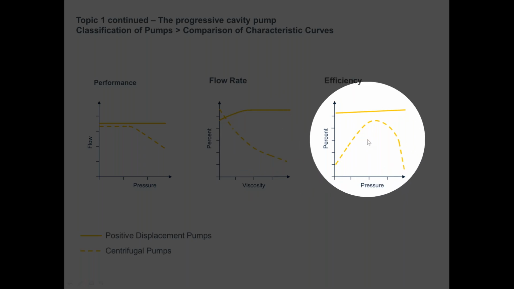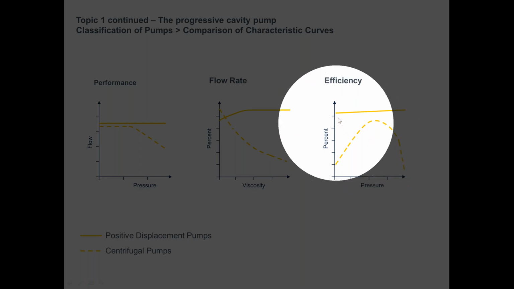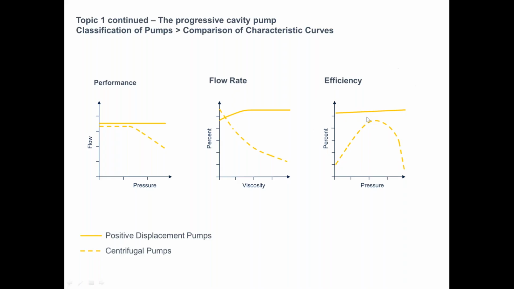Efficiency. So when we look at sizing these pumps, with a centrifugal pump, they're looking for this area right here called BEP, best efficiency point. With progressive cavity pumps, it's a pure linear curve. There is no best efficiency point.